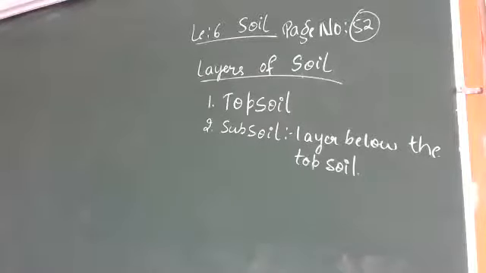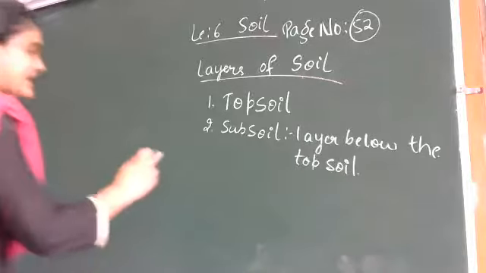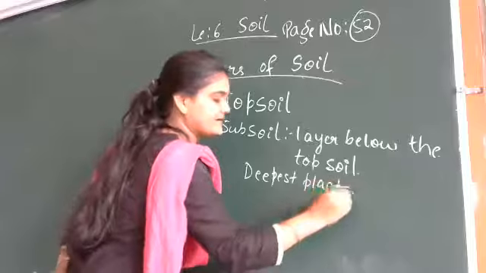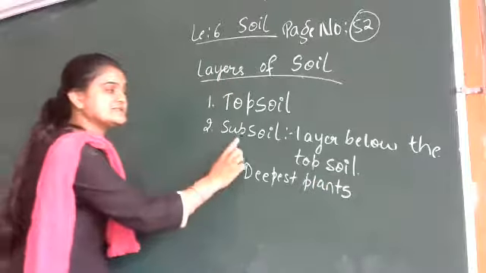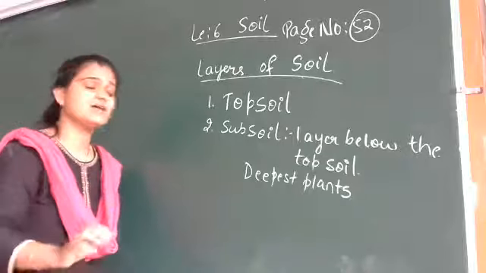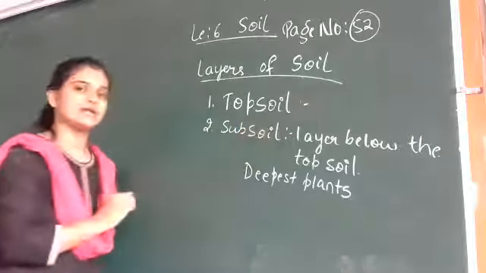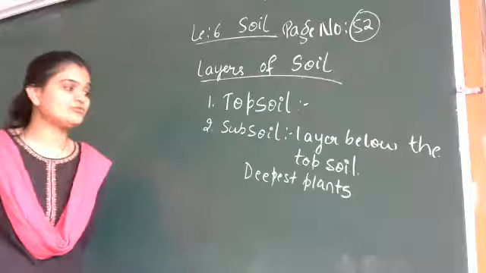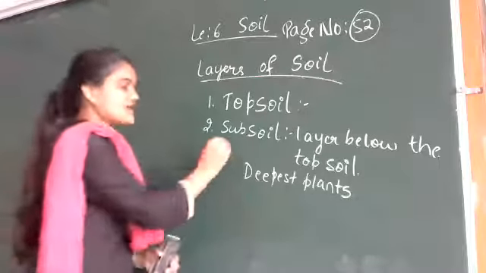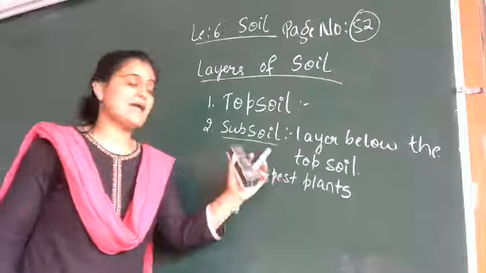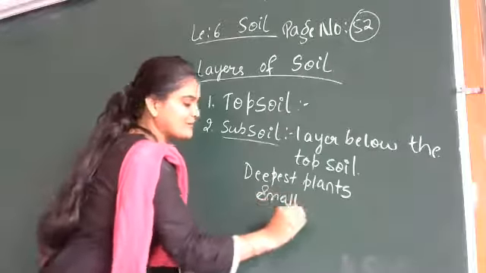Here we have a very small amount of humus. What is humus? Decayed organic matter. And here we find that the deepest plants will reach up to subsoil. The small plants, which have only saplings or are very small, are found in topsoil. The plants which have a large amount of roots, very deep inside, are found in subsoil. Deepest plants are rooted in subsoil, and here we have a small amount of humus.